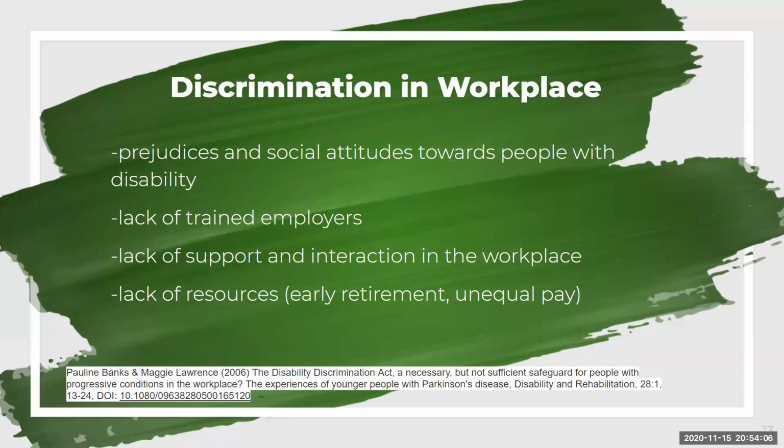A study on Parkinson's disease showed that 4 out of 5 participants reported that their disability made work more difficult for them, and only 15.3% worked for more than 5 years. Several participants in this study experienced a lot of stress before leaving work. The factors that affected these individuals also apply to other people with disability, including, but not limited to, the lack of trained employers, lack of support and interaction in the workplace, and a lack of early retirement and unequal pay.